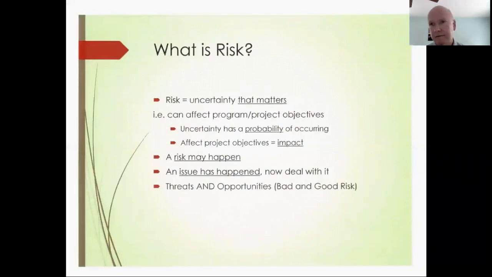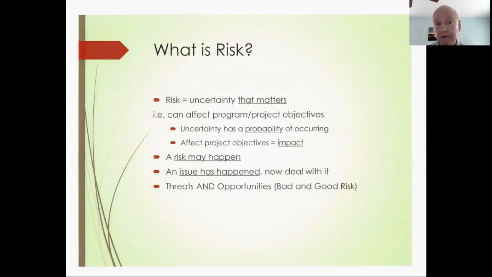So what is risk? Fundamentally, it's uncertainty and it's something that matters. It's really important. It affects something that's important. For example, it can affect the program or the project objectives, whether it's cost or schedule or technical. And you can put a probability on it happening. That's the uncertainty part. The impact is, what is the impact on those objectives we talked about for your project?